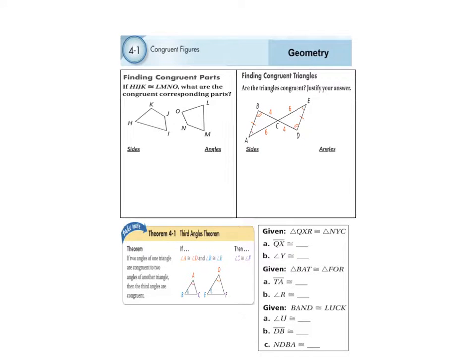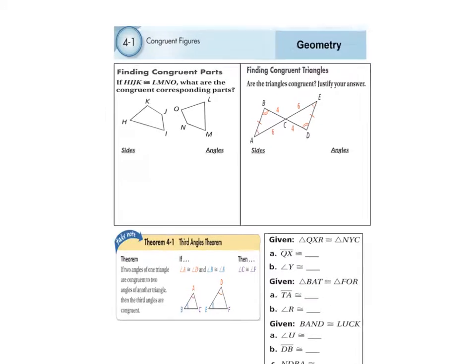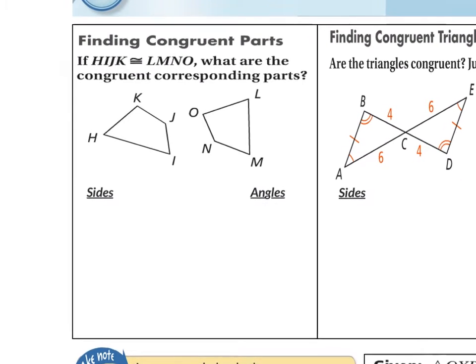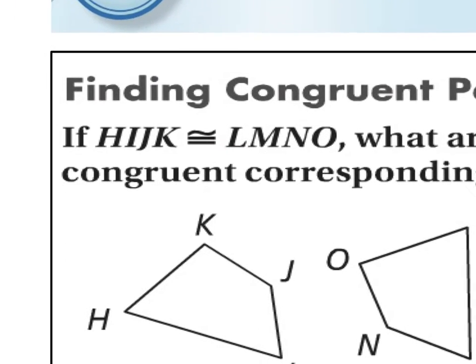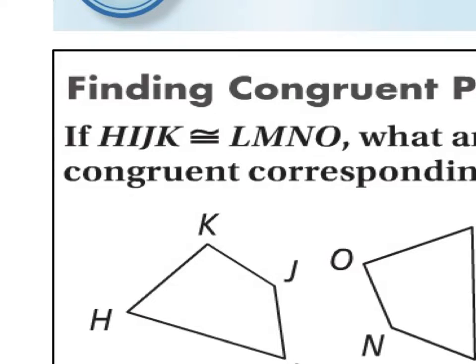Okay, now let's take a look at an example of finding corresponding congruent parts. It says here, finding congruent parts. If HIJK is congruent to LMNO, what are the congruent corresponding parts? Now, as I look at this, I'm not going to look at the picture. I'm looking at the name. So I'm going to zoom in here, and on my name, again, I'm going to label this 1, 2, 3, and 4. And then I'm also going to come over here, 1, 2, 3, and 4.